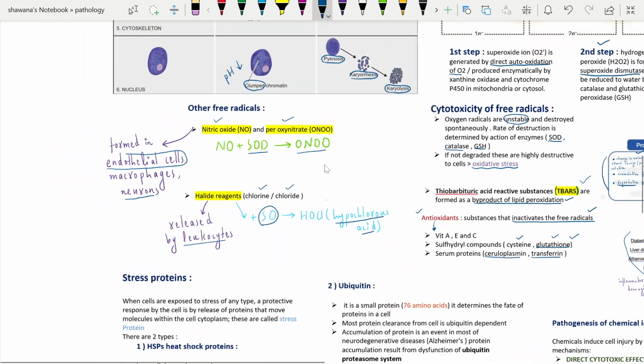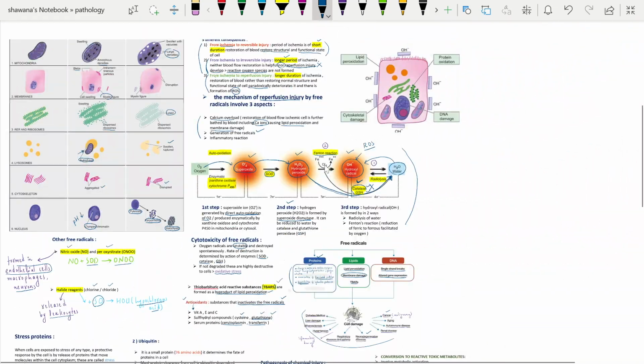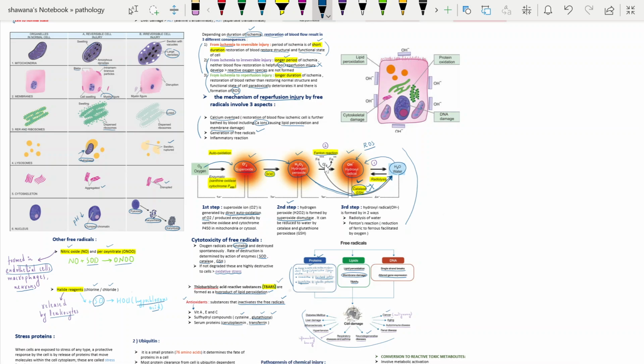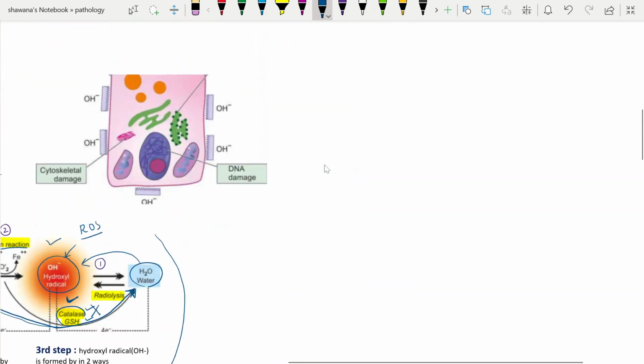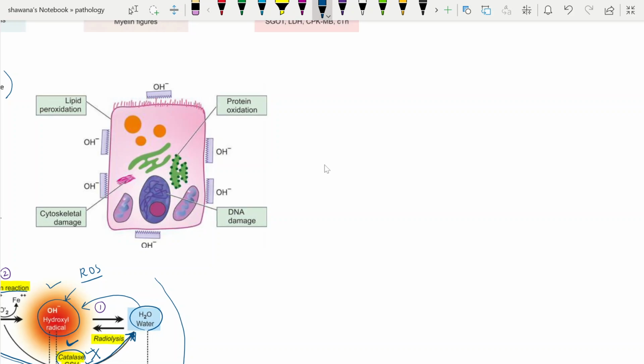Okay, up to this point we have covered reversible and irreversible injury. We have covered the mechanism of reperfusion injury by free radicals and the mechanism for generation of free radicals, and you can see here that the effects of free radicals are protein oxidation, DNA damage, lipid peroxidation, and cytoskeletal damage.